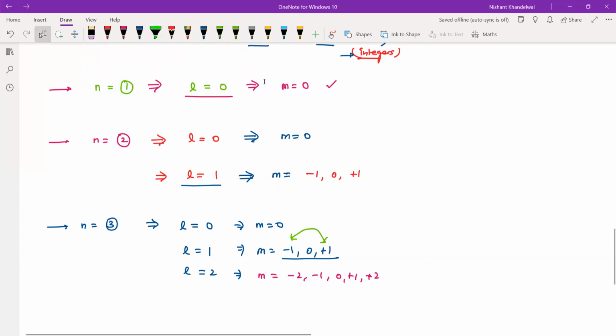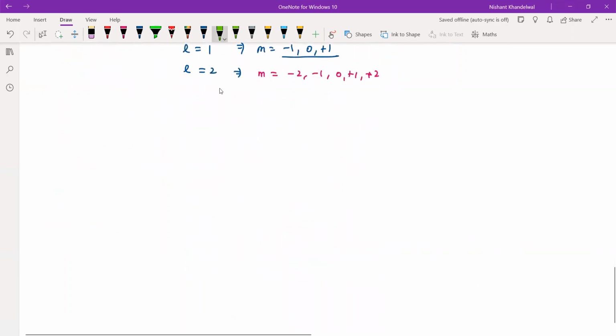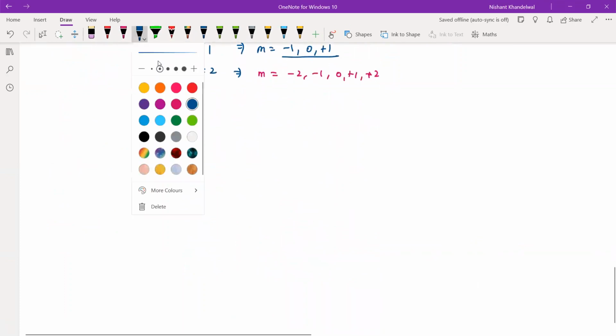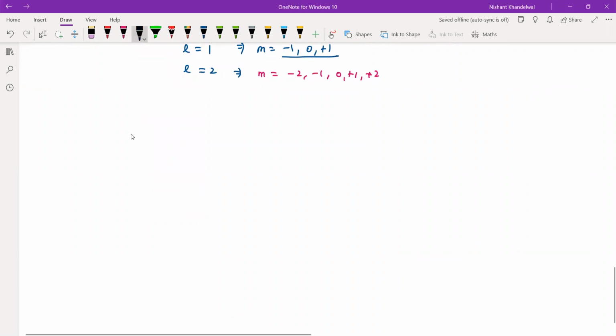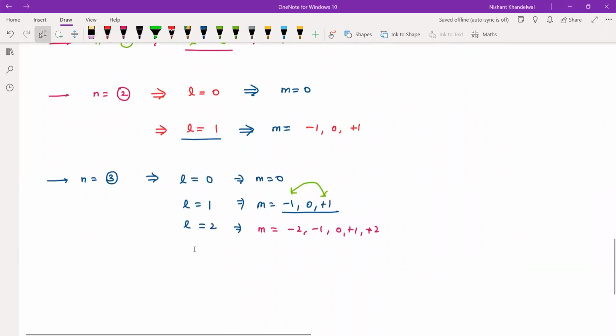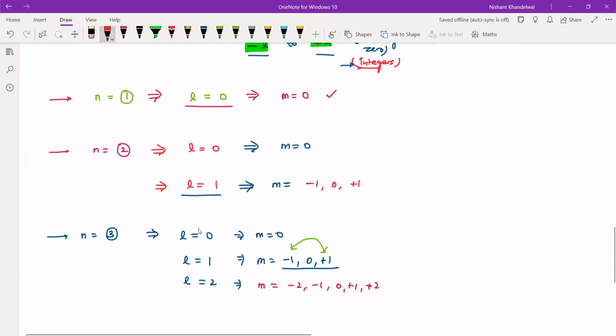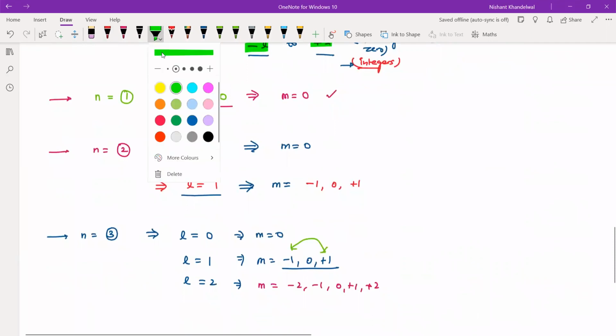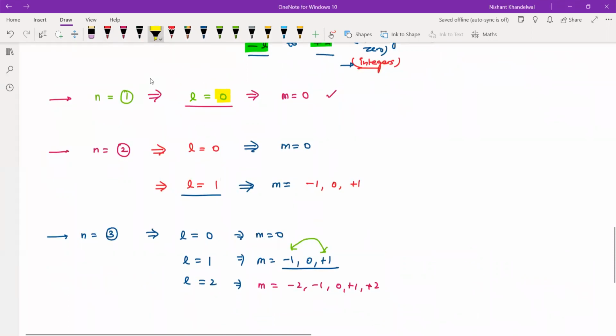Now see what is the importance of doing all this stuff we are doing. I would like to show you this by the example of the shape of orbitals. We want to make it more interesting. You know, L is 0 here, L is 0 here. For L is 0, what is the orbital associated with it? It is S orbital.